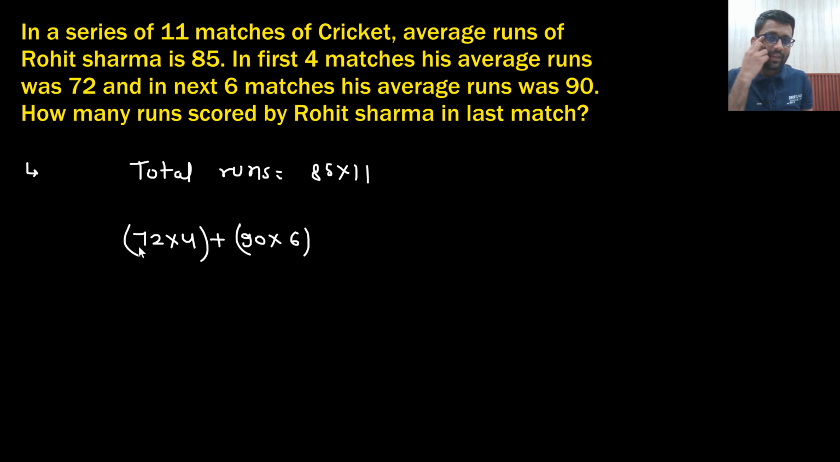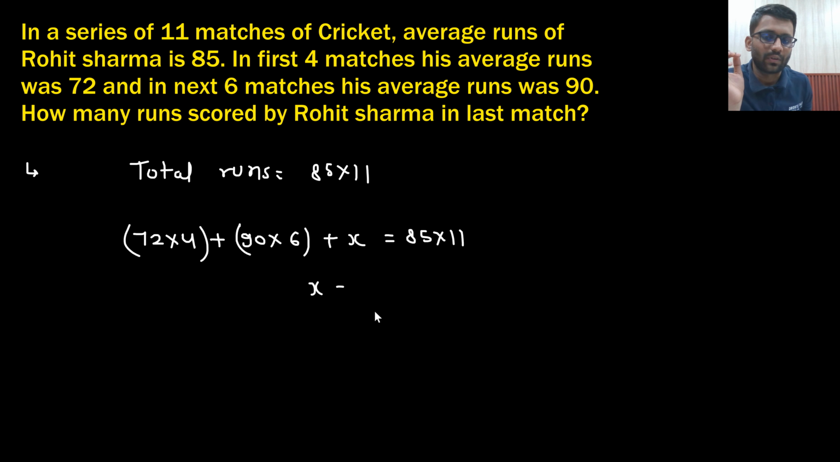In the first 4 matches, his average was 72, that means he scored this much of runs. And in the next 6 matches, his average was 90, that means he scored this much of runs. How many runs were scored by Rohit Sharma in the last match? He scored X runs in the last match. So these are the total runs, which equals 85 into 11.